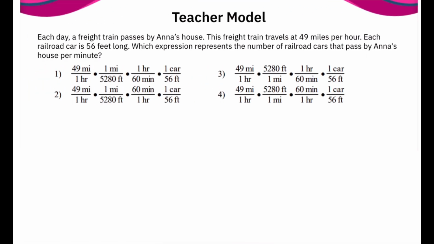Dimensional analysis is just a way to convert units using multiplication and division. So I want you to watch how I use those two processes to answer a Regents level question on dimensional analysis. Now, in this problem, they're going to ask me for a specific rate. So looking at this problem here, what do they really want to know? They really want to know which expression represents the number of railroad cars that pass by Anna's house per minute.